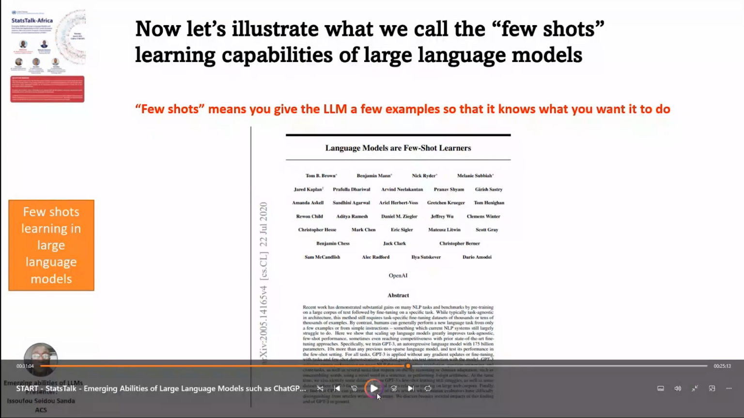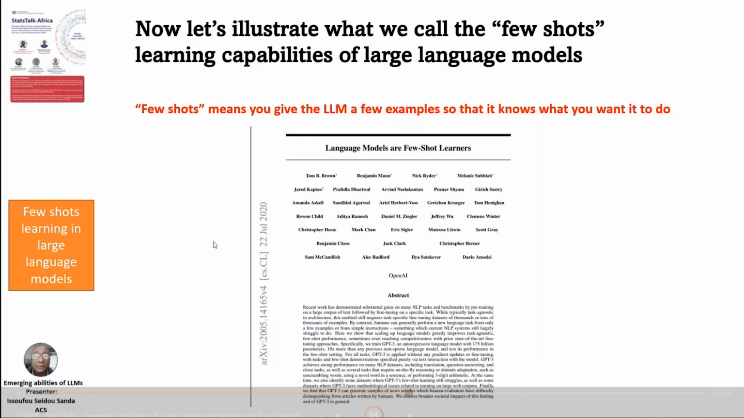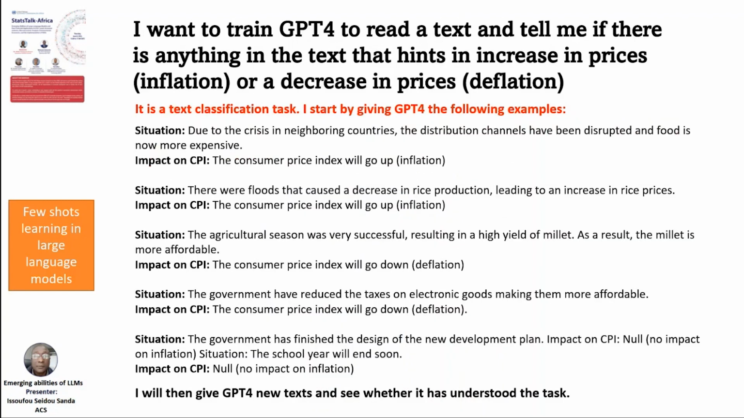So now that we are finished with what we call the zero-shot capability, you are going to see now what we call the few shots capability. This is a research article where they are explaining that the large language model can learn by few shots. Few shots means you give a few examples of what you want to do, just like you are explaining to a kid. I want you to give an example, and then it will learn how to do it.